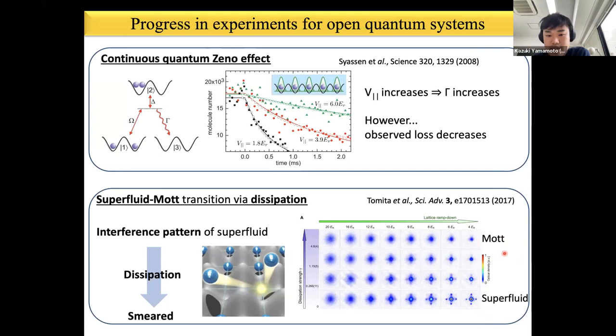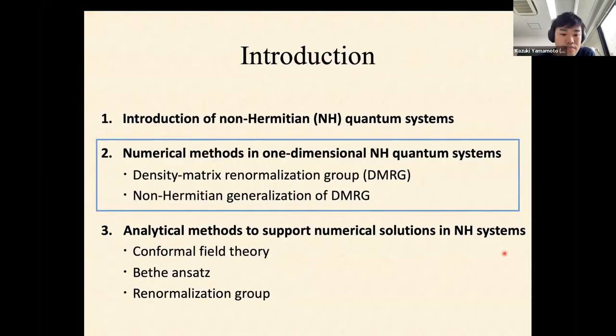These experiments can be a strong motivation to consider open quantum systems. And in today's talk, we mainly consider non-Hermitian quantum systems theoretically. To analyze such non-Hermitian quantum systems, there are a lot of numerical methods, but in today's talk, I mainly focus on the density matrix renormalization group study in one-dimensional non-Hermitian quantum systems.